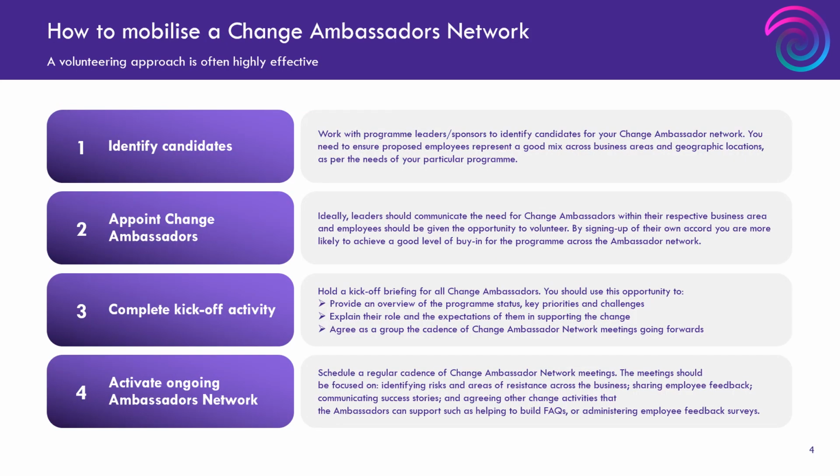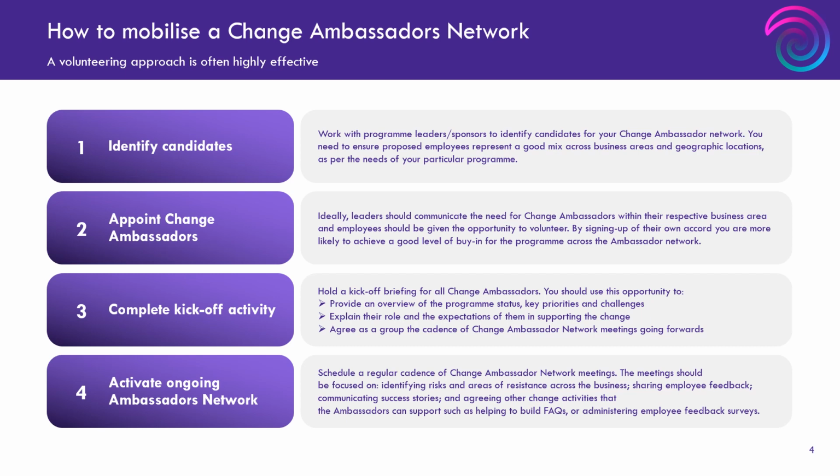So how do you mobilize a change ambassadors network? There's really 4 key steps you could go through, and we would ultimately advocate that volunteering is highly effective. So you might want leaders to identify some of their own candidates that they think from their business area, function or geography, etc., to be part of the network. But you also want people to self-select into this. You want to know that they want to be part of it and that they're not just doing it because they've been told or asked.